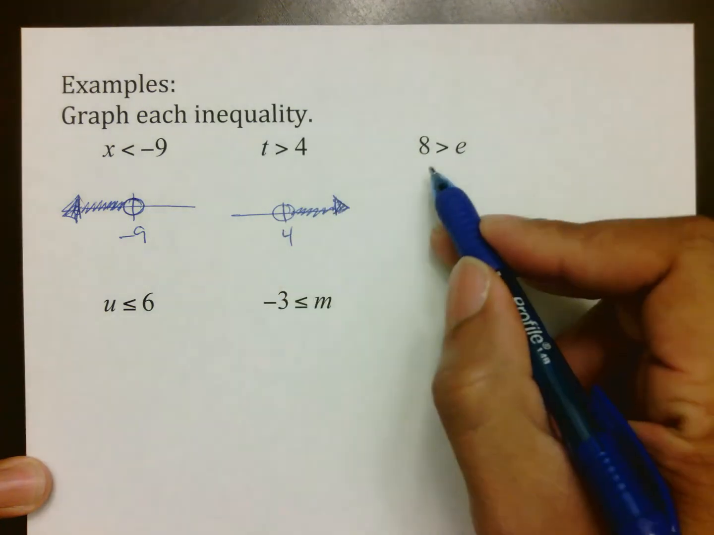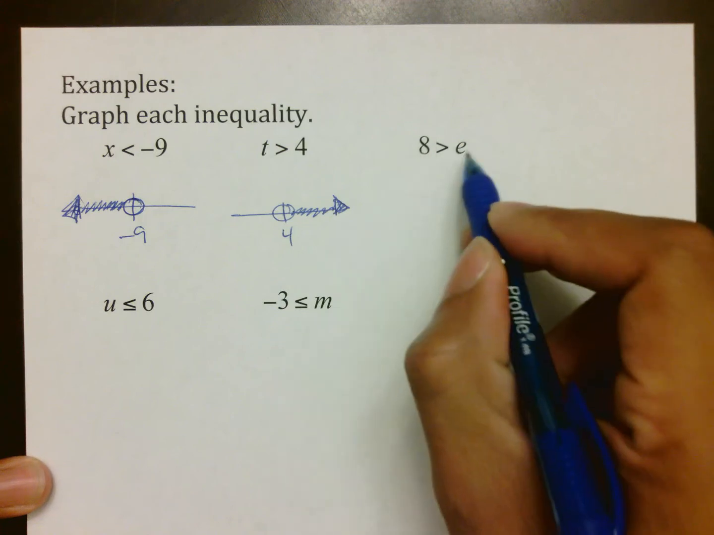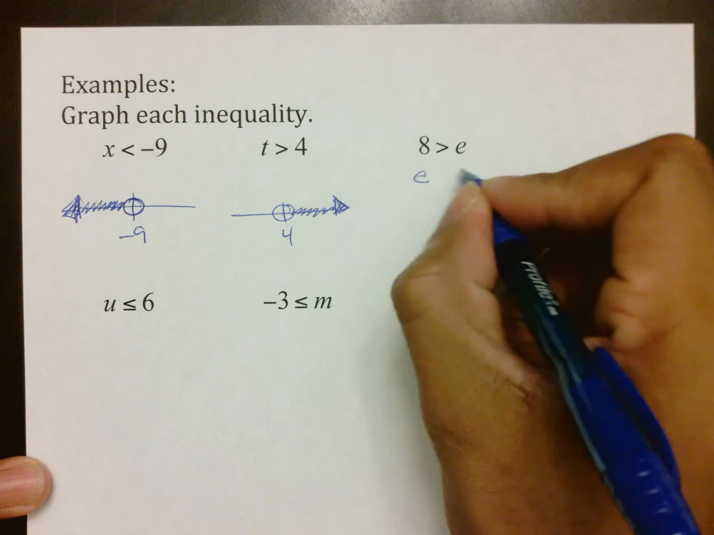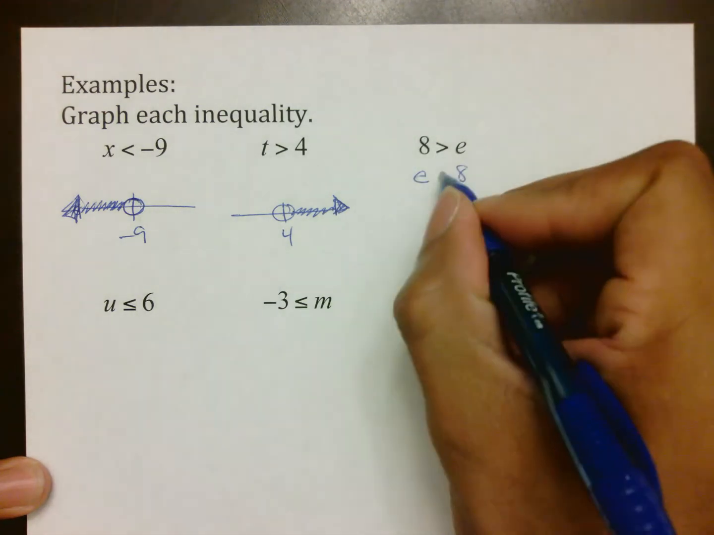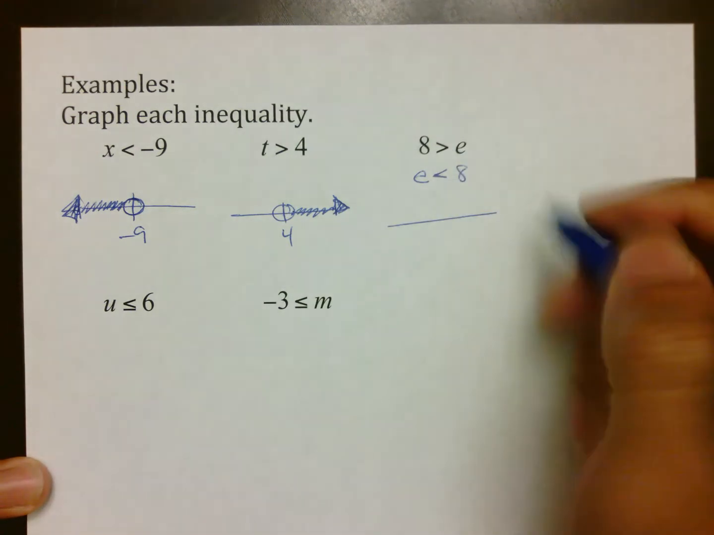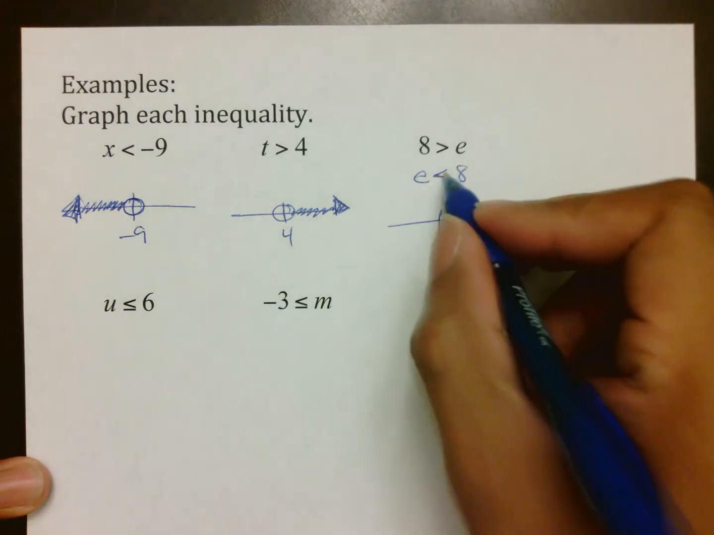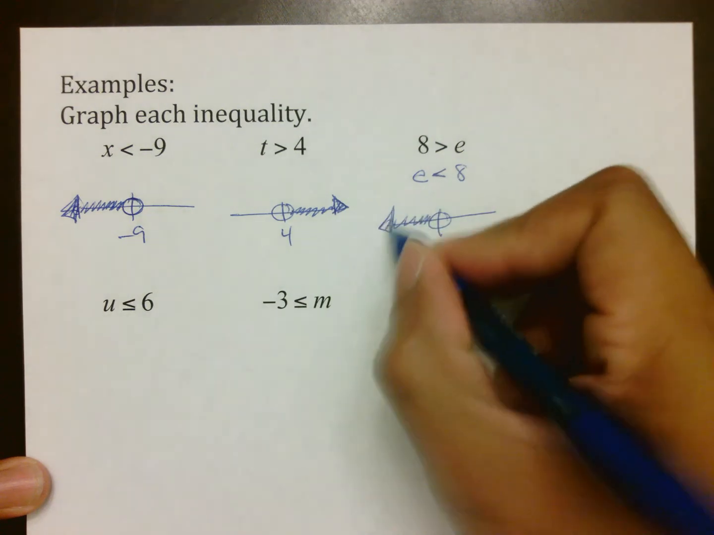These are the ones you have to look out for, because 8 is greater than e is not good because the variable is not in front, so we must switch everything around. So e comes over, 8 comes over. Notice the symbol is pointing at e, which means the symbol will flip also. And again, that's why you have to be careful. Again, 8 goes down, open circle, and it's pointing to the left, and so we will do that right there.